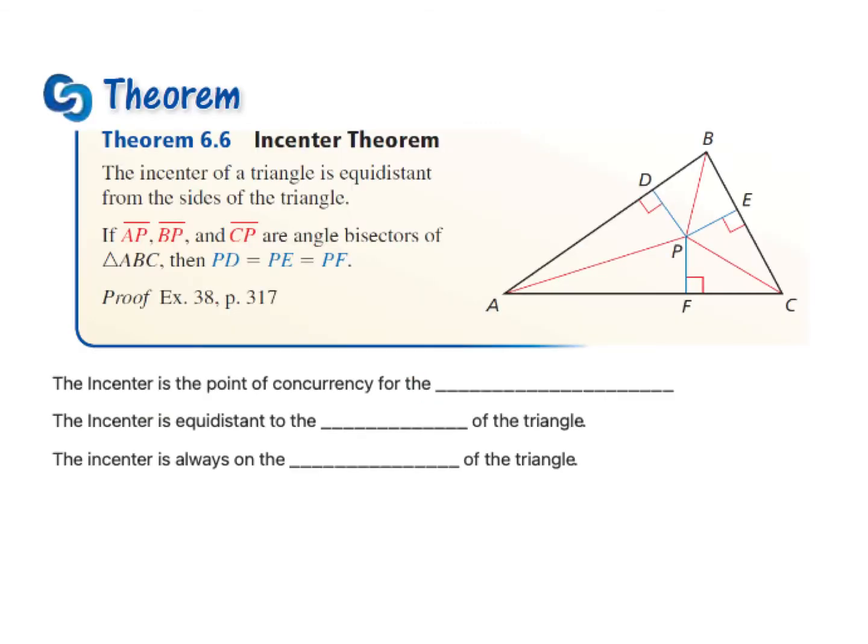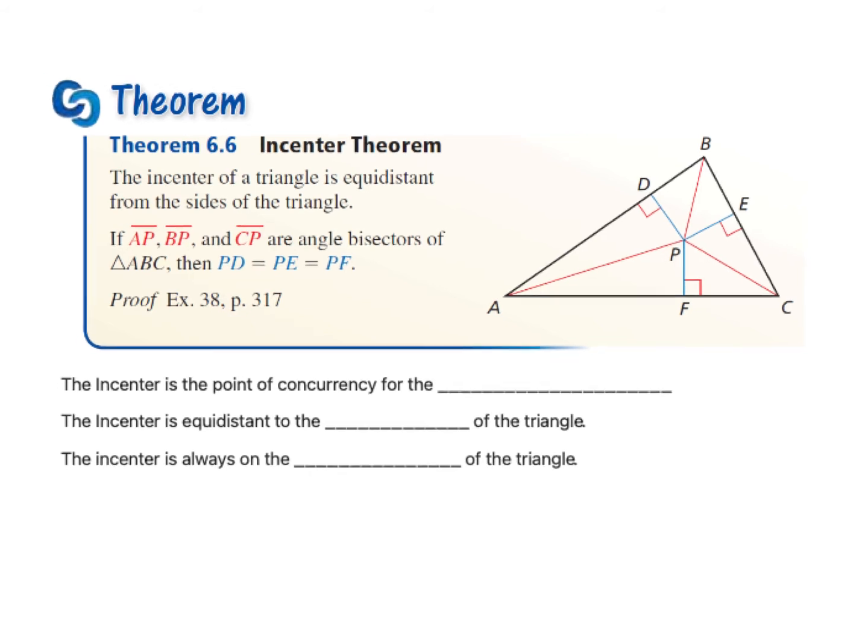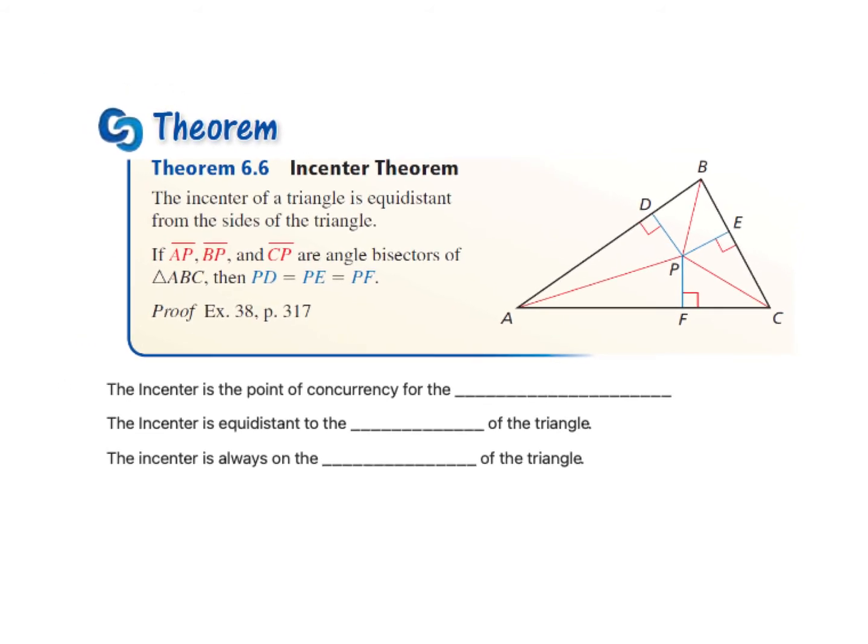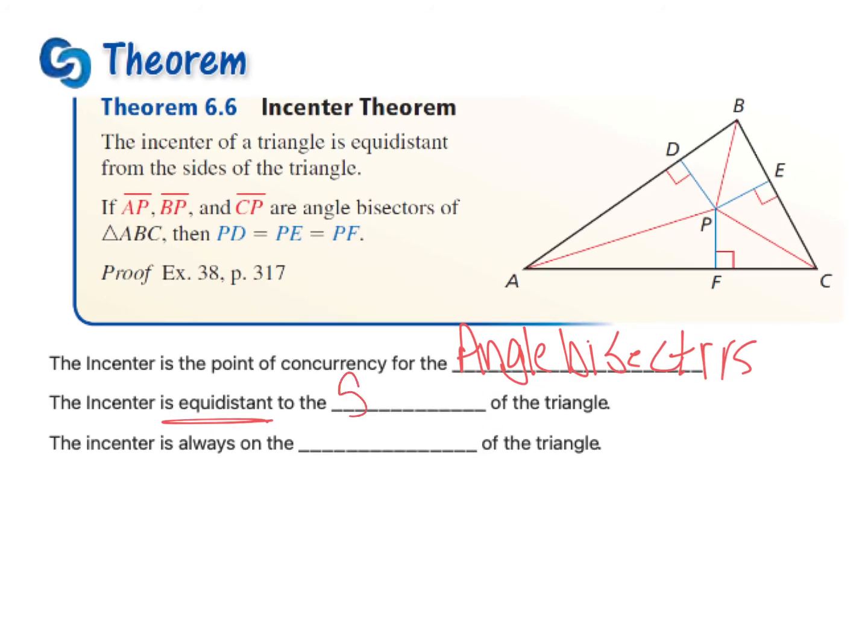Okay, the incenter theorem: the incenter is the point of concurrency for angle bisectors. We already kind of talked about that on that previous slide, and you made angle bisectors in GeoGebra. Okay, the incenter is equidistant, meaning the same distance, to the sides of the triangle, and it is always inside the triangle.